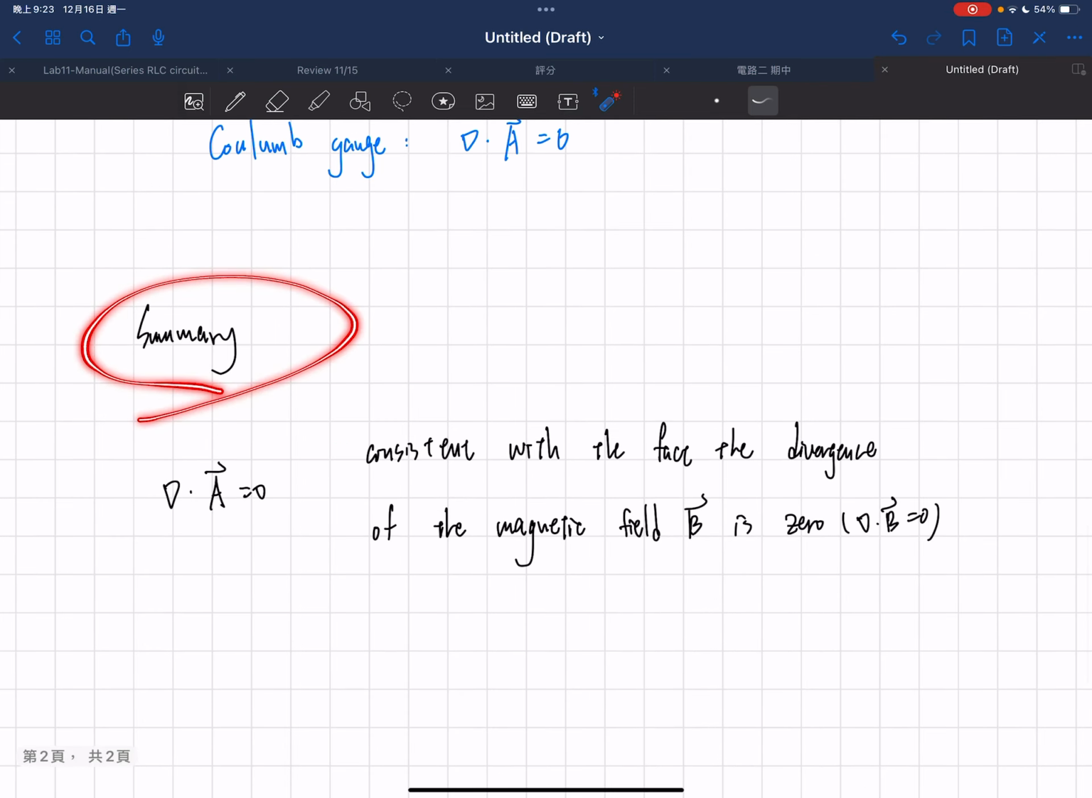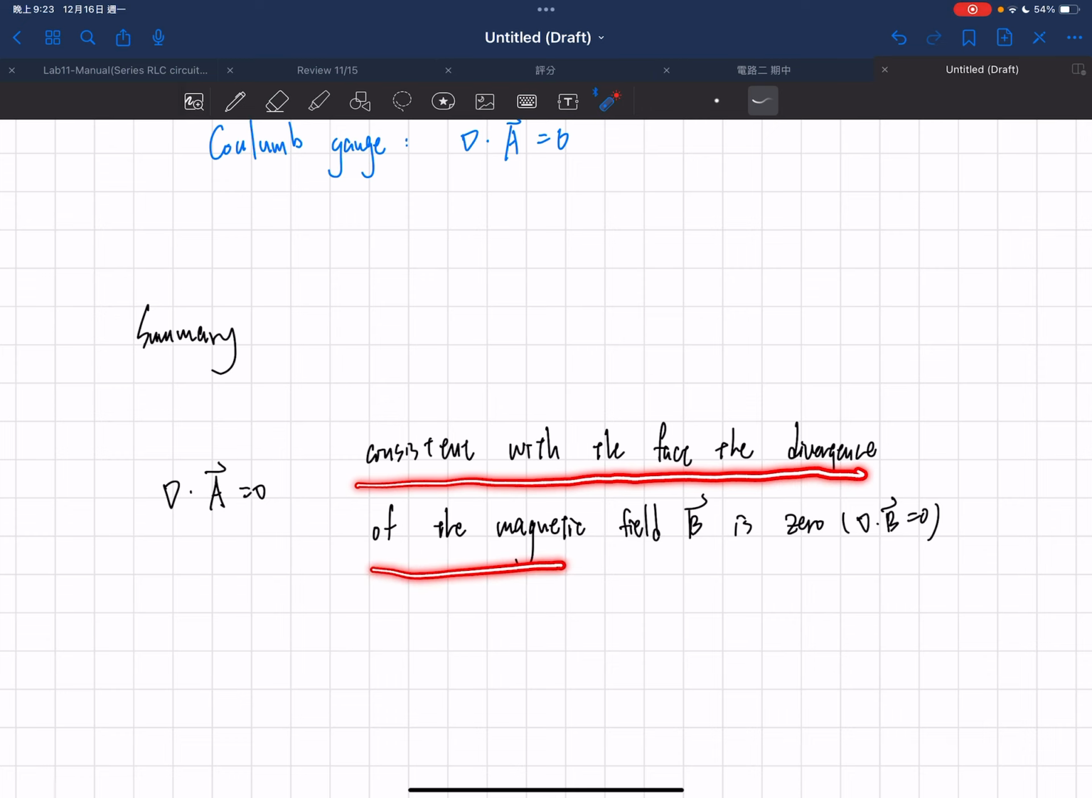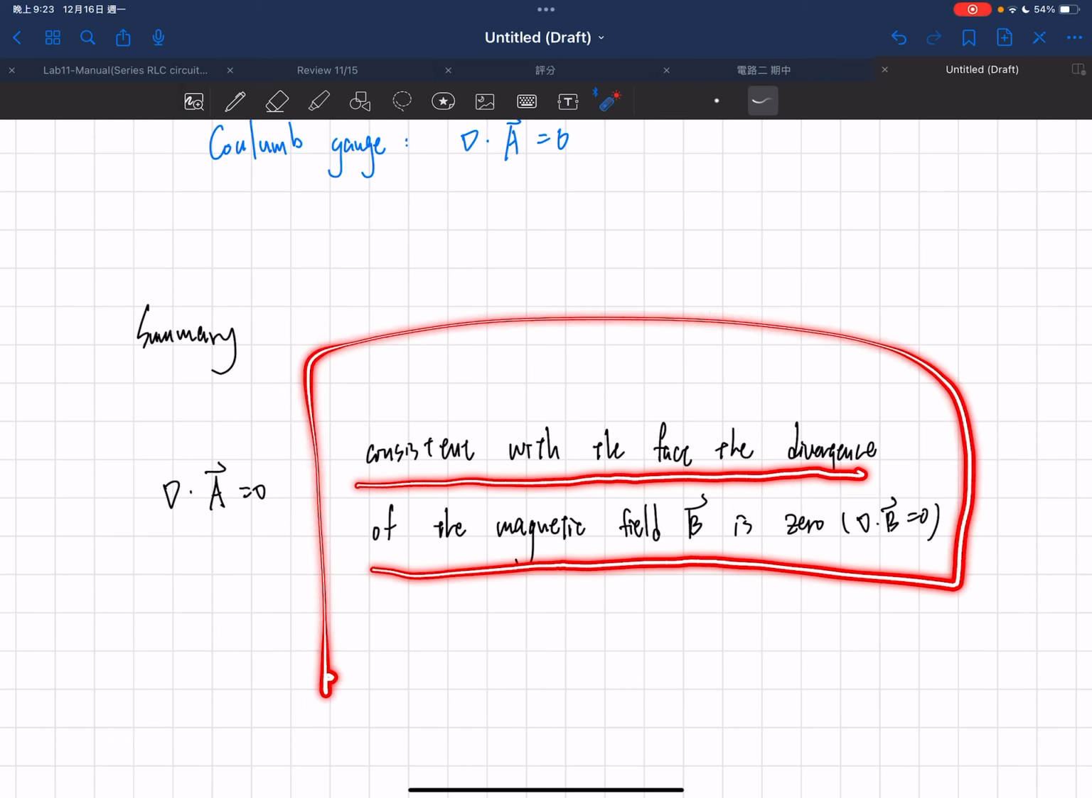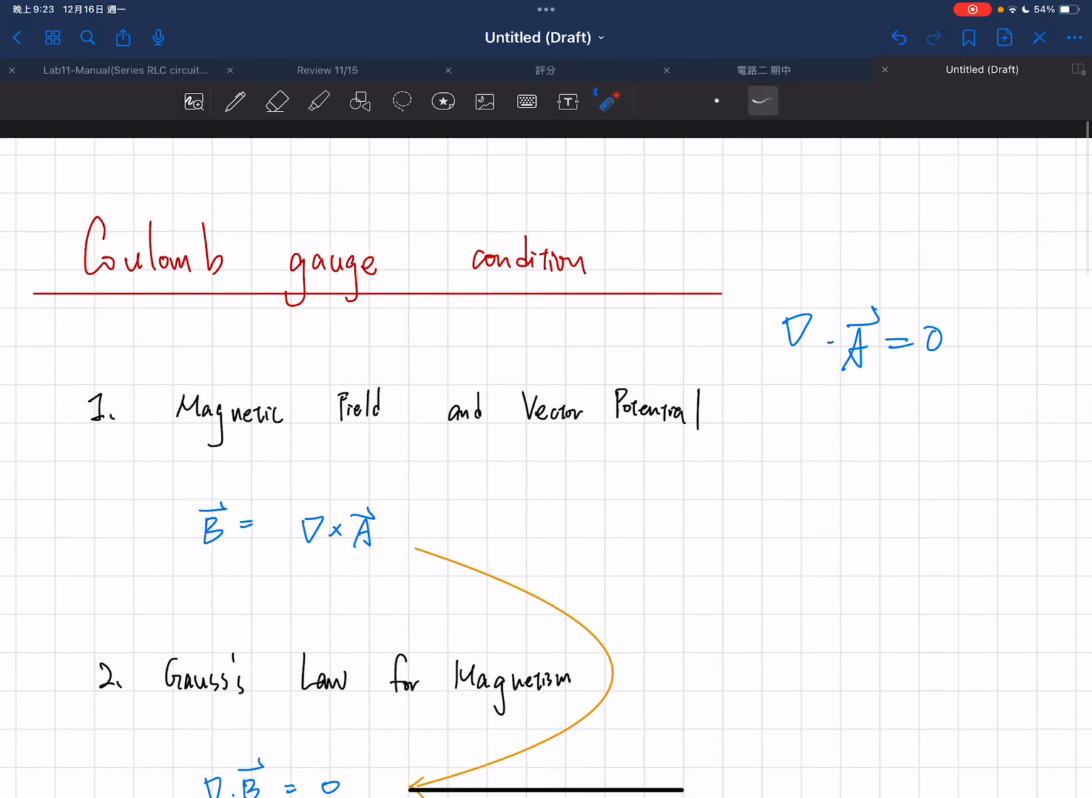So we just got this summary. Divergence of A is equal to 0, and it is consistent with the fact that the divergence of the magnetic field B is equal to 0. So that's my presentation about the gauge condition. Okay.